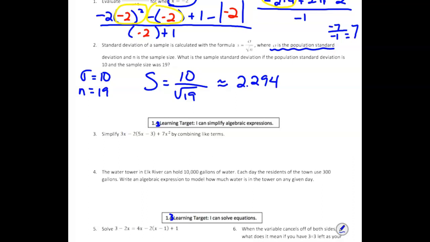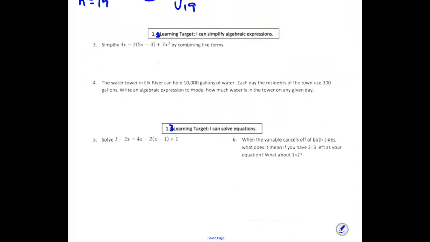Okay, so again, just a way of evaluating some expressions by substituting numbers in for variables. Our next learning target was I can simplify algebraic expressions. Here, in this case, we're looking at combining like terms in order to simplify this. Notice that we do have some parentheses where we have some distributing to do. So let's do that first. We'd have 3x, -2 times 5x would be -10x, -2 times -3 would be +6, and then we're adding a 7x squared.